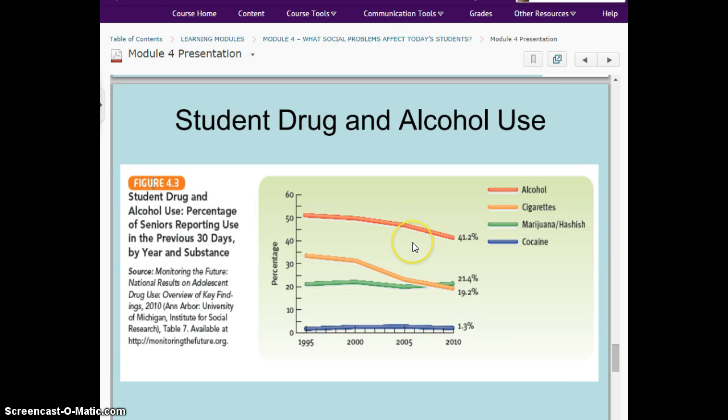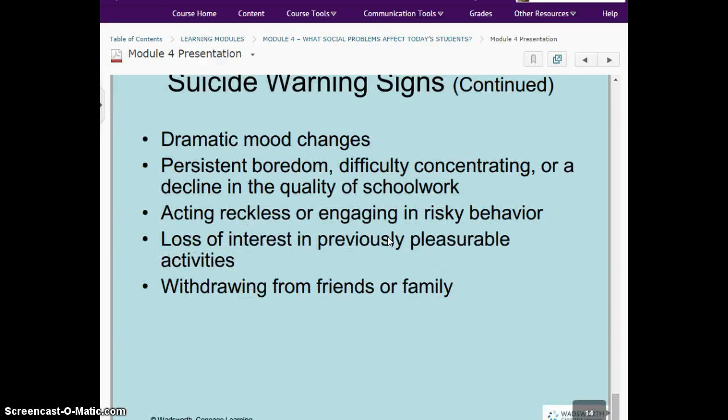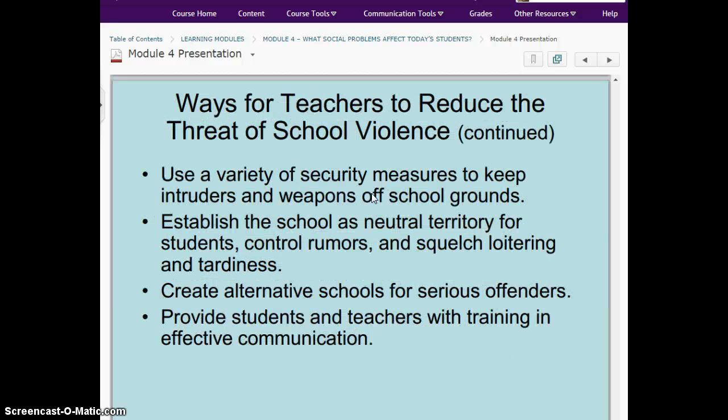There's a graph on student drug and alcohol use. And then there's something about the warning signs for suicide, something that you really want to keep an eye on with your students, and that continues here. And this slide deals with reducing the threat of school violence. It's a very important issue on what you should do as a teacher and what schools should do to deal with the situation of violence in schools.